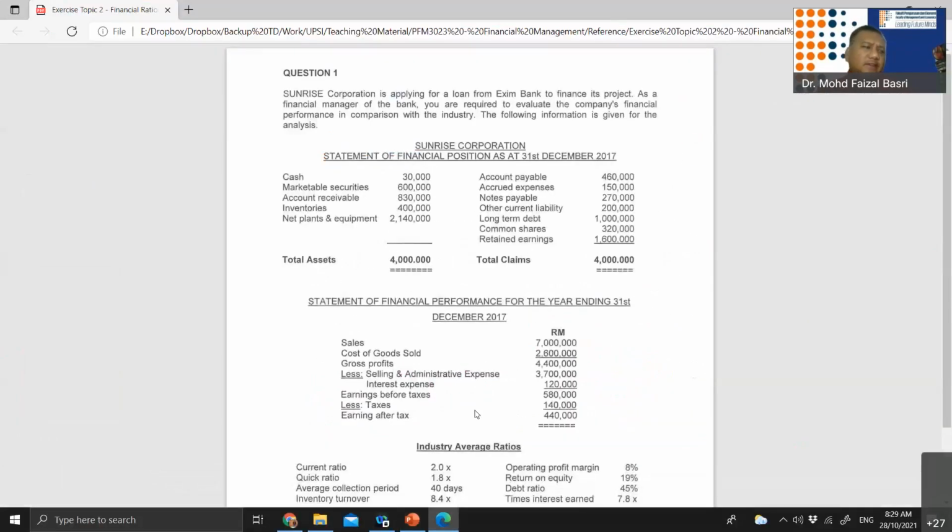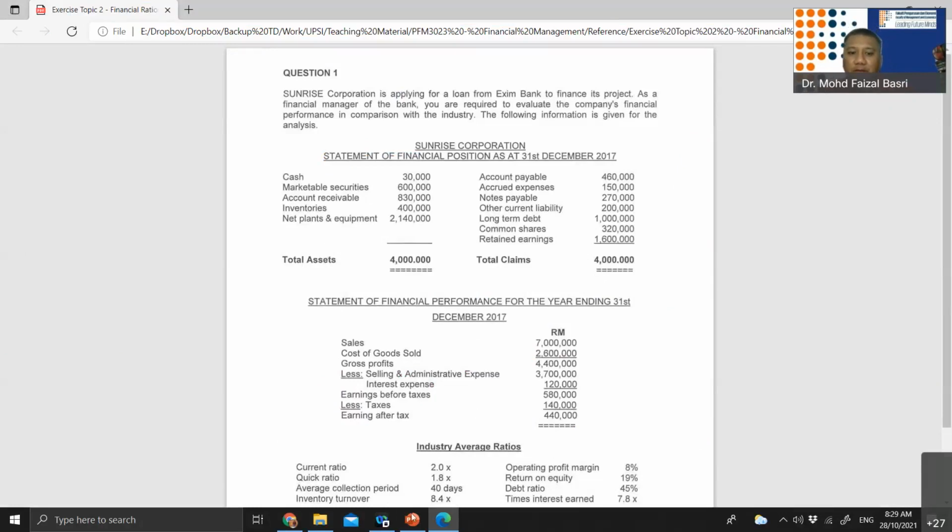I think I shared this exercise in my group as well. This is the format in the exam. If you have an exam and they have ratio questions, they will not provide you with the complete format of the balance sheet or income statement, because we have very limited space to use. Therefore, we use this T account.